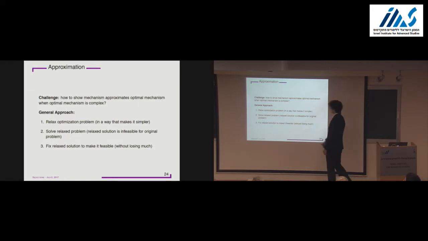Here is a general approach. I want to take the original problem and relax it in a way that simplifies it a lot. I then want to solve the relaxed problem, and I'm going to get an upper bound on the best thing I could do in my original problem, because I've just relaxed constraints, so I get something better, more revenue, in the relaxed problem. But it's probably infeasible for the original problem, because I've relaxed some constraints. So unless I'm lucky, it's infeasible. So then I want to fix the relaxed solution to make it feasible without losing too much revenue. And if I can do that, I can prove that the fixed solution, hopefully still simple, is a good approximation to the optimal thing, which is upper bounded by the relaxed program. This is a generic method for doing approximation. While there are plenty of examples where you don't do this, this is the predominant approach.